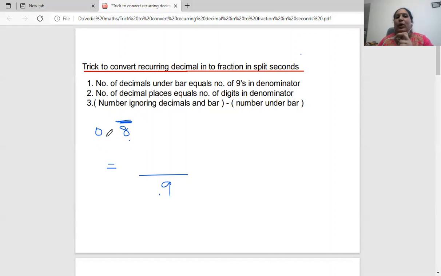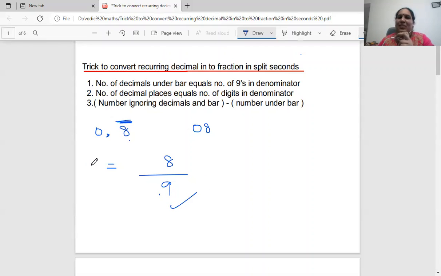Now you have to ignore the decimal and the bar. If I ignore the decimal and the bar, what I'm seeing is just 0, 8, right? I'm ignoring the decimal, I'm ignoring the bar, and I'm seeing 8. So write 8. That is your answer, isn't it? So x equals 8 by 9.